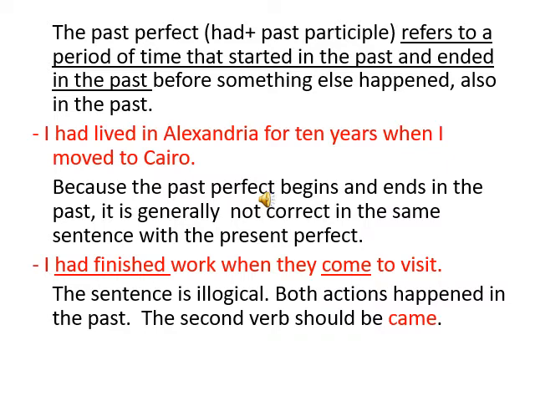The past perfect اللي هو had plus past participle refers to a period of time that started in the past and ended in the past before something else happened also in the past. يعني ايه؟ ودي حاجة انتوا بتلخبطوا فيها. يعني دايما بتقولوا أو أول ما الناس بتبتدي تتعلم انجليزي وتتعلم الأزمنة بيقولوا ايه؟ بيقولوا إن الباست بيرفكت عشان الحاجات القديمة والباست simple عشان الحاجات الماضي بس الجديدة.